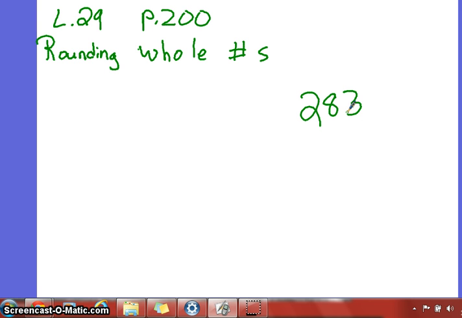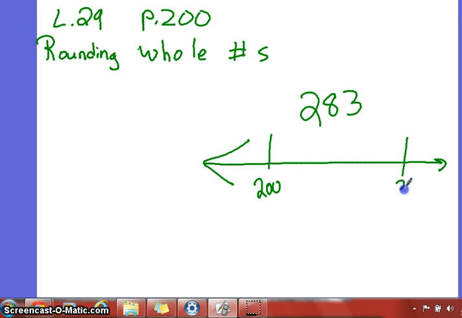If I were to draw this out on a number line, kind of like the problem that you had in the assignment yesterday that was already done for you, you would see that 283 would fall somewhere in here. A lot closer to 300 than 200, right? So if I round that to the nearest 100, this would be 300, correct? Because 283 falls a lot closer to 300 than 200.